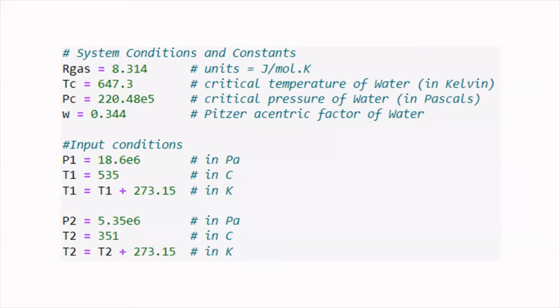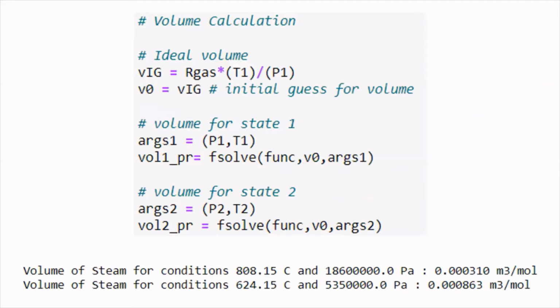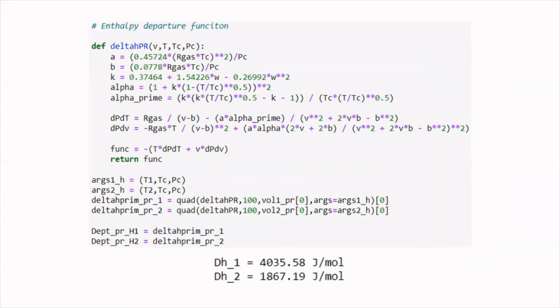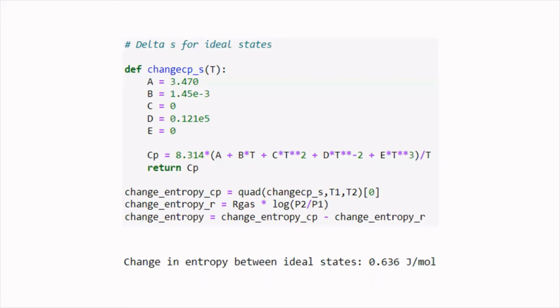This cell initializes our conditions and important variables that we would call later in the code. We then define the volume function, which will also be used many times throughout the code. We calculate our initial volumes of the inlet and outlet states using that and the ideal volume for the argument. We calculate the change in enthalpy between ideal states and the change in the departure function, also for the ideal states. We sum these three numbers together to get the total delta H of negative 9,000 joules per mole.